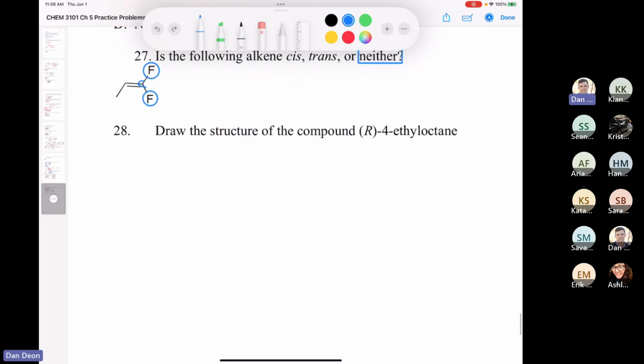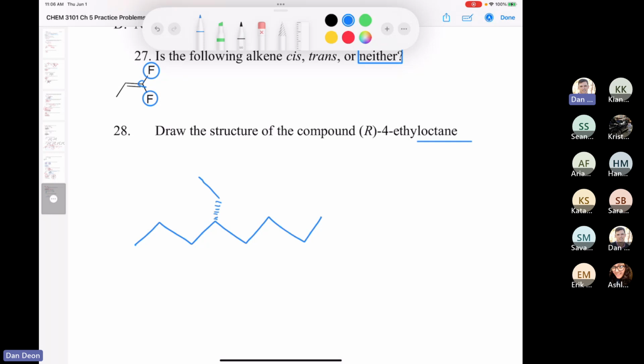All right, the last one is draw R-4-ethyloctane. This is how I would do it. I would start by drawing the parent. So I'd say 1, 2, 3, 4, 5, 6, 7, 8. Then on the fourth carbon, I'd put an ethyl group. So 1, 2, 3, 4, like this. And what I always do is I draw a dash. And then if I have to shade it into a wedge, then I shade it in after.